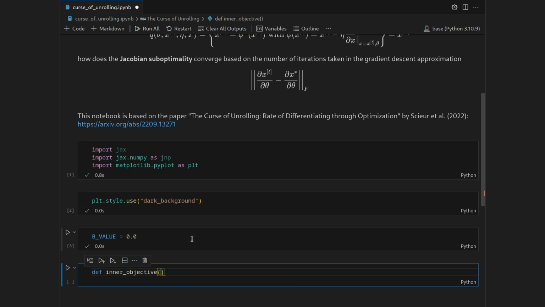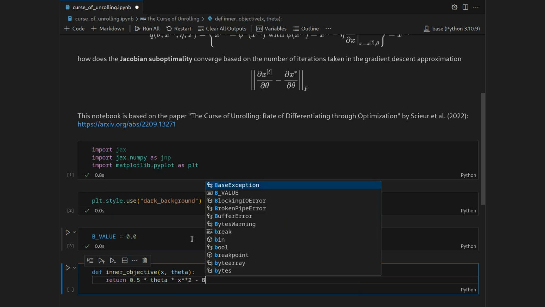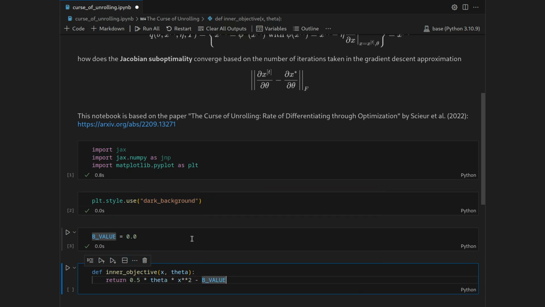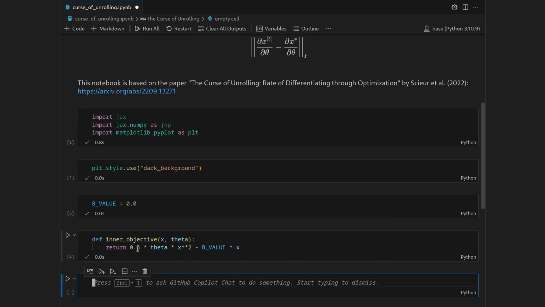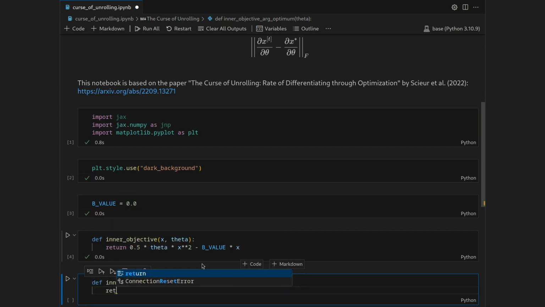And this shall take x and theta. And then it basically returns 0.5 times theta times x squared minus b value, which it captures from the environment, multiplied with x. We can analytically solve this optimization problem. It's very straightforward. And let's call a function that computes the optimum, or the arg optimum, by saying def inner objective arg optimum, which only takes theta now, and then it returns b value divided by theta.